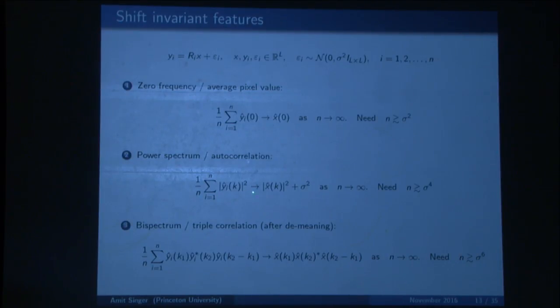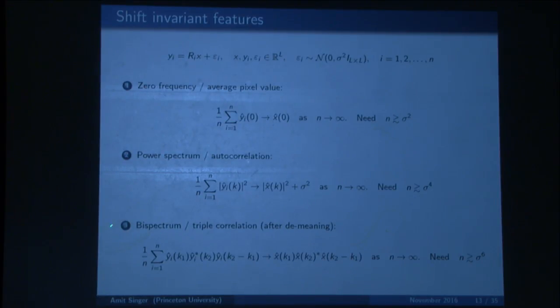And again, by averaging, now you have an addition of sigma squared because of the noise variance. Because we squared things, now we need n to be greater than sigma to the 4. So with n greater than sigma to the 4, I can still estimate the power spectrum of the clean signal. Well, I'm still missing the phases. So without any additional assumptions, like compact support of the signal or something like that, we need to go to higher order invariants, and this is known as the bispectrum.